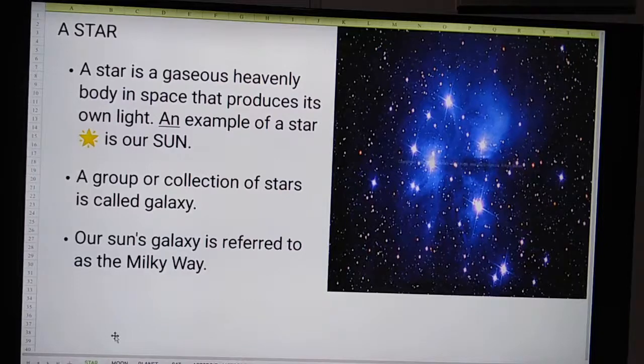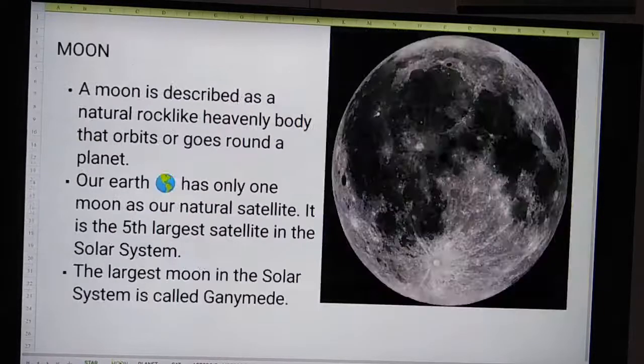There are so many stars also in the solar system. You can talk about Alpha Centauri and other ones that have been discovered by astronomers and named. All right, let's go to the next heavenly or celestial body, the moon.